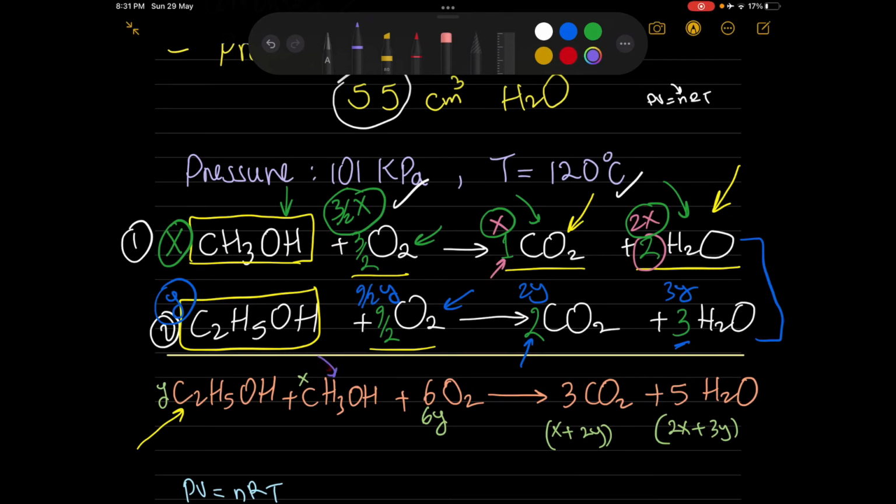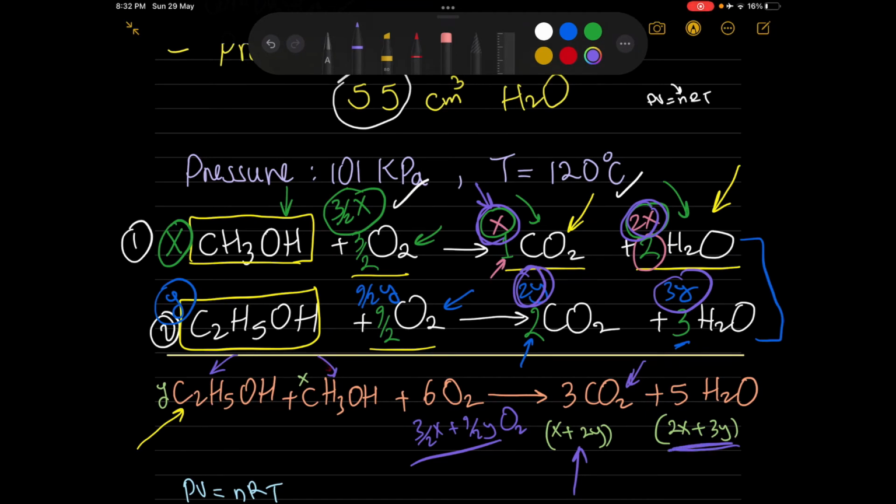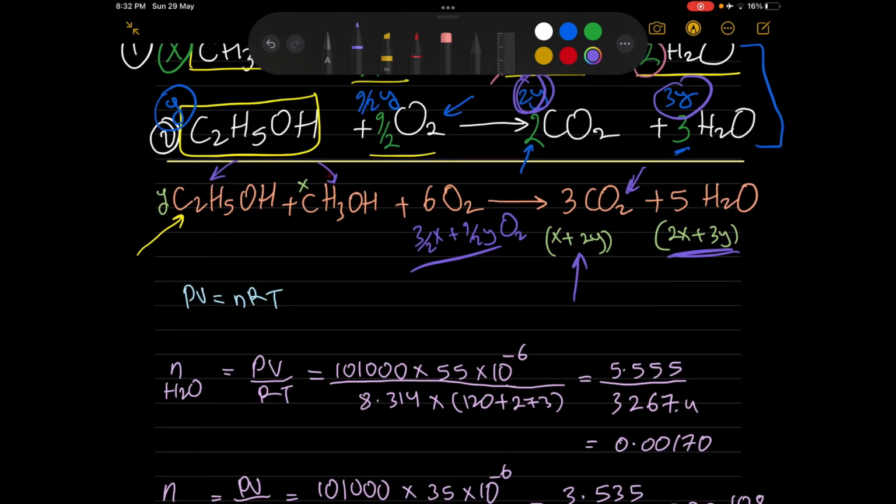X for methanol, Y for ethanol, of 3/2 X plus 9/2 Y. This is for oxygen. For CO2, you just notice that it's X plus 2Y. And the same thing here, you have 2X for water plus 3Y. Now you have equations. You have the total number of moles of water, and this is the total number of moles of carbon dioxide.